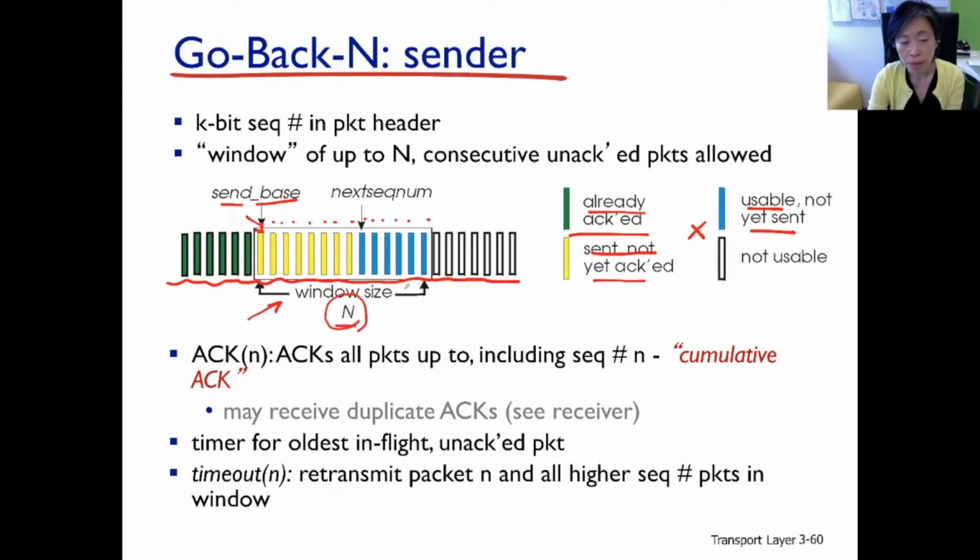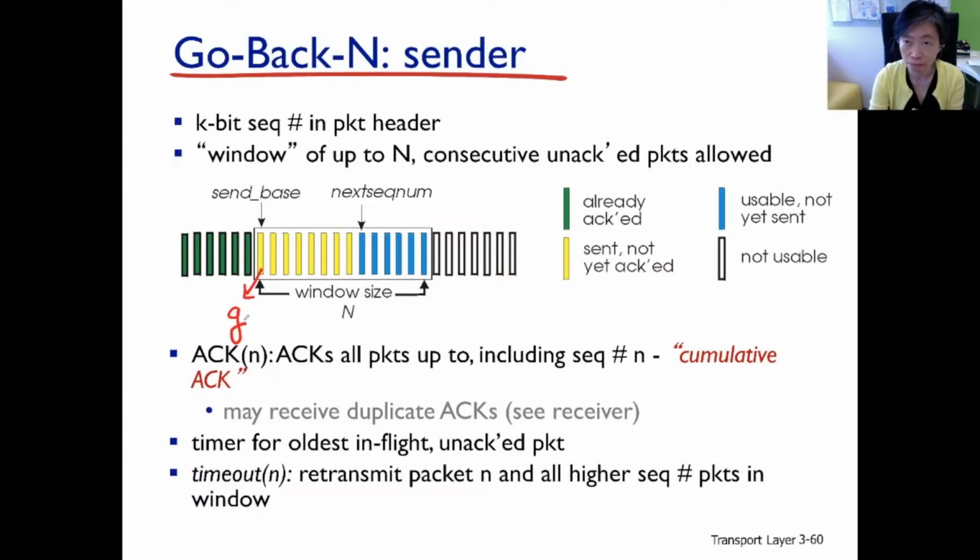Now, to indicate the beginning of the usable packet sequence numbers, we use yet another variable, the nextseqnum. So send base, or sometimes I just call it the base, is the base of the sending window. Nextseqnum is the next available sequence number that we can use to generate a data packet within the window N. And these blank ones are simply outside of the window limit, so not usable.